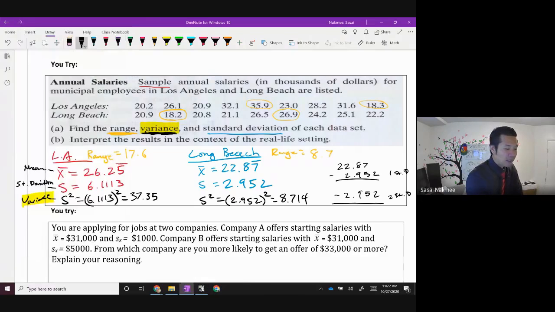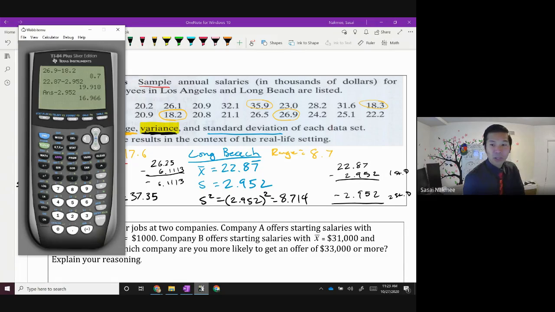Now, if you do the same thing for Los Angeles, this municipal court makes 26,025 as the average. This is a lot higher, but look at the standard deviation. The standard deviation is 6.1113, right? And again, if you subtract that twice, you can see that you actually go a lot further than you would for Long Beach. So 26.25 minus 6.1113, and you do that again, minus 6.1113. You see that the lowest paying job there would be around 14,000, which is about 2,000 less than the 16.